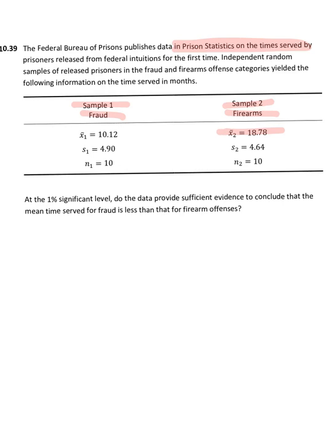Absolutely. Firearms is longer. Don't shoot. Yeah, it's a very serious problem. Please don't do that. So we want to test if it is really longer. On average, x1 bar is 10.12 months, and the firearms is 18.78 months on average.